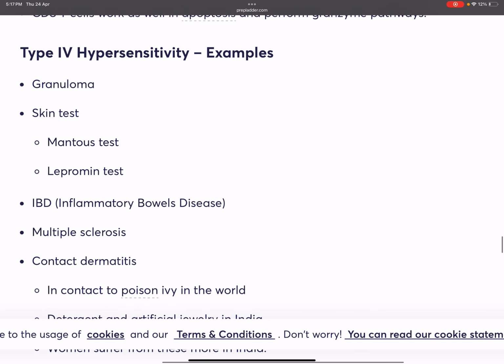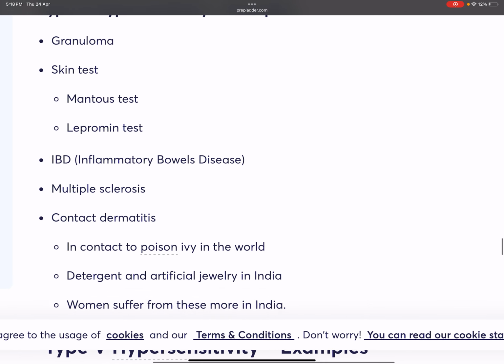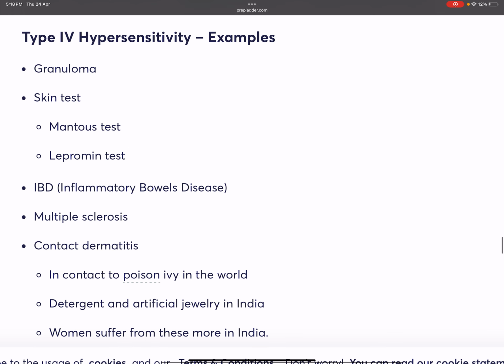As well for granzyme pathways. Now let's come with the example. Example involves a lot of things. A granuloma, skin test में क्या आएगा? Mantoux test and Lepromin test.